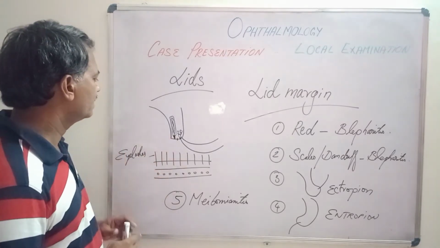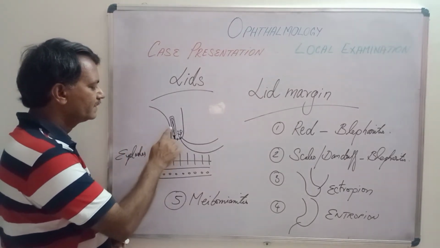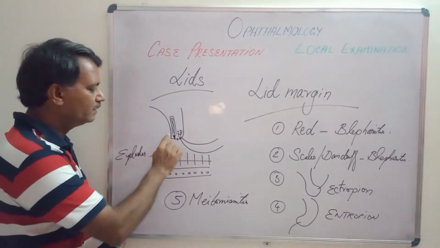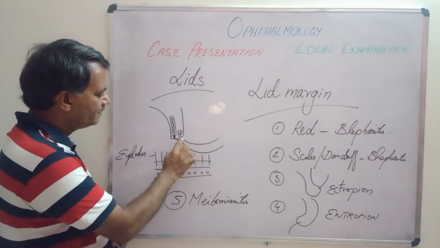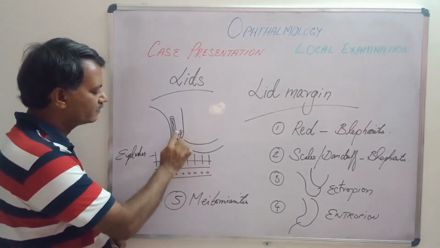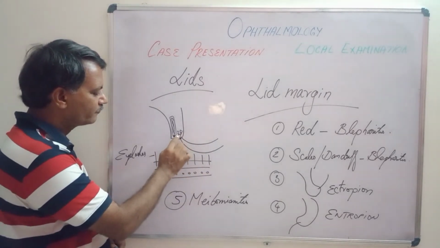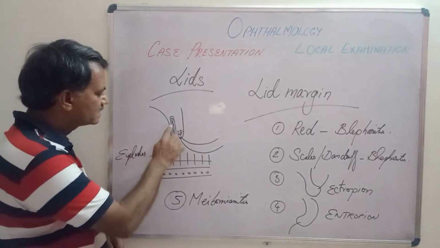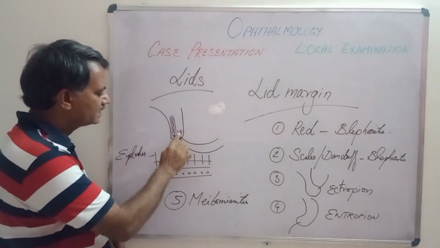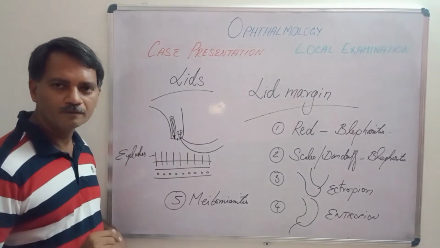In this picture, I have drawn a tarsal plate with meibomian glands inside, and here at the base of the eyelashes I have drawn a hair follicle with small glands nearby. So this is the meibomian gland, and these are the glands of Zeis and Moll.